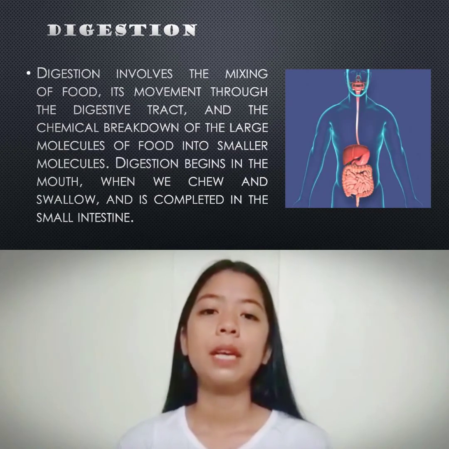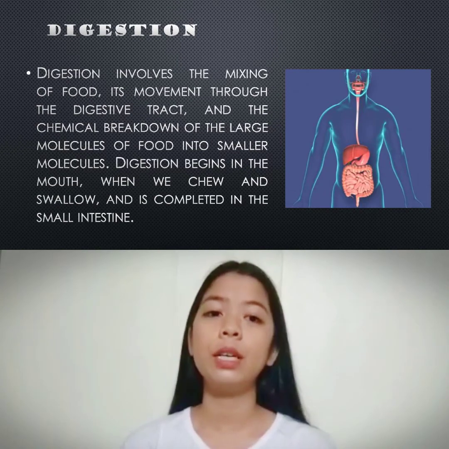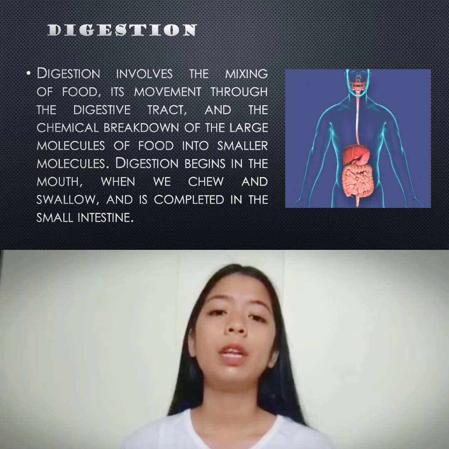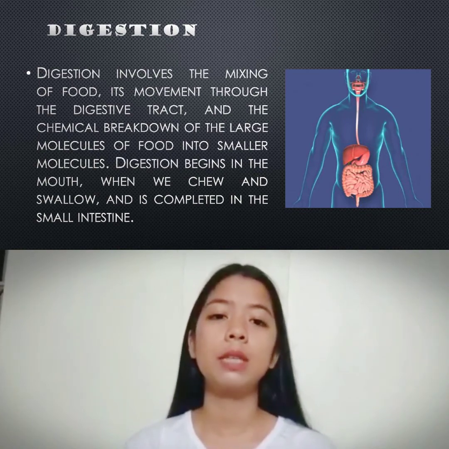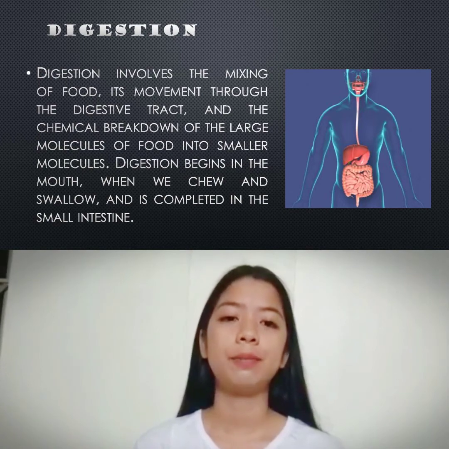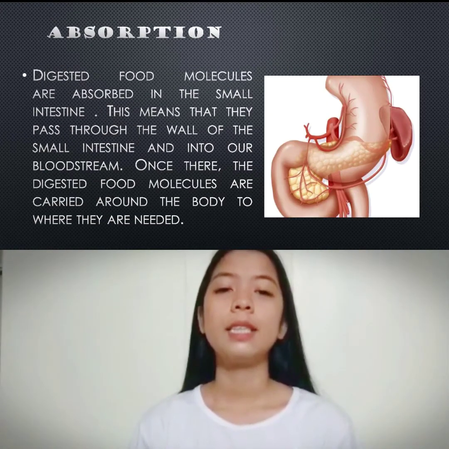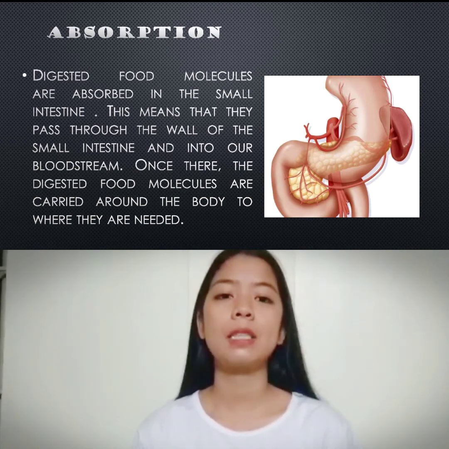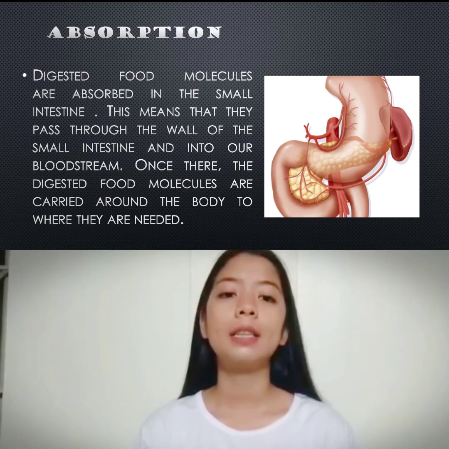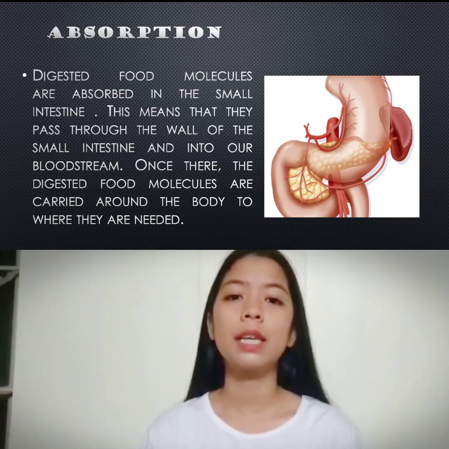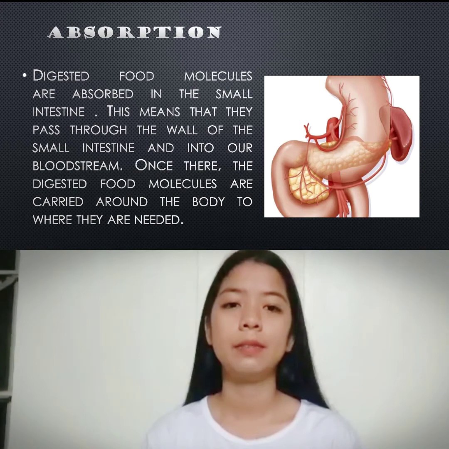Second is digestion. Digestion involves the mixing of food, its movement through the digestive tract, and the chemical breakdown of the large molecules of food into smaller molecules. Digestion begins in the mouth when we chew and swallow, and is completed in the small intestine. Third is absorption. Digested food molecules are absorbed in the small intestine. This means that they pass through the wall of the small intestine and into our bloodstream. Once there, the digested food molecules are carried around the body to where they are needed.